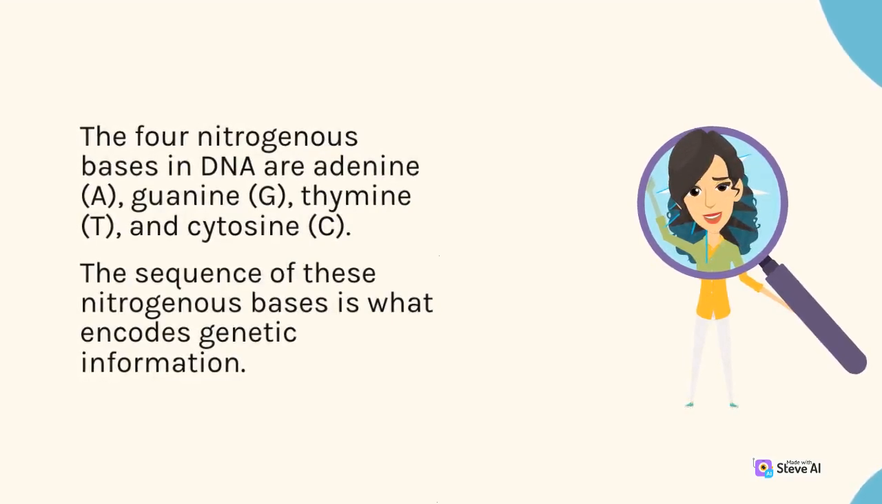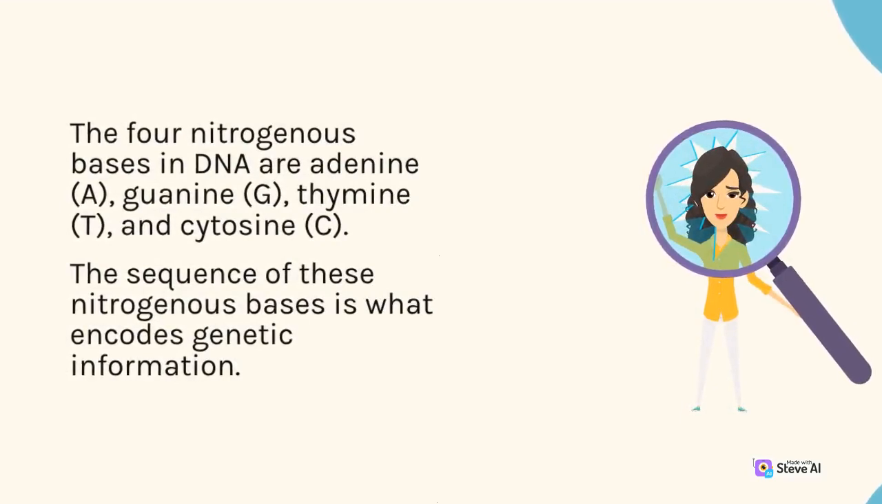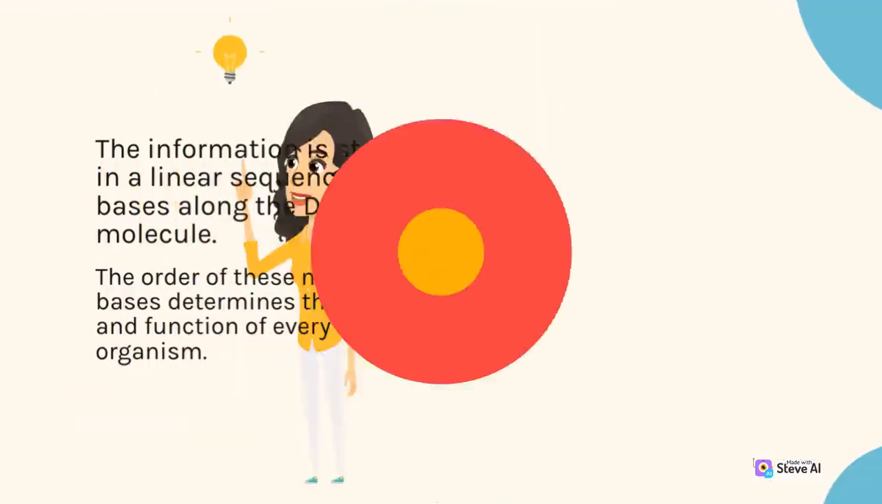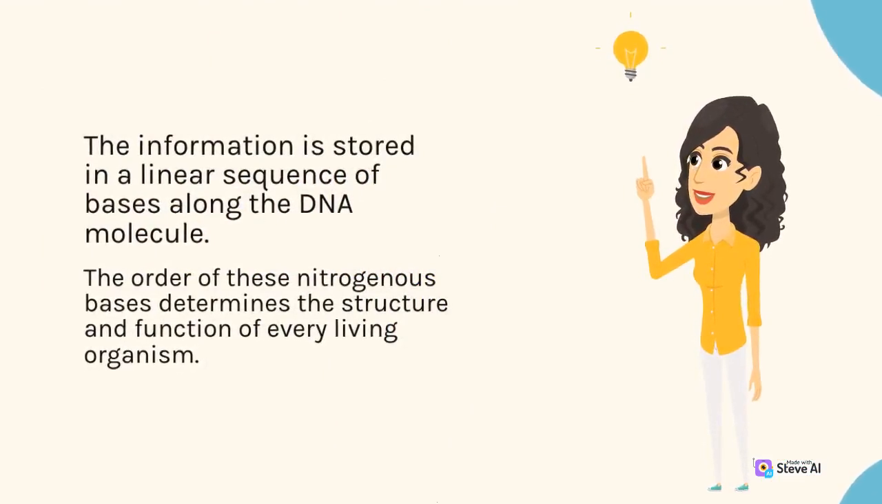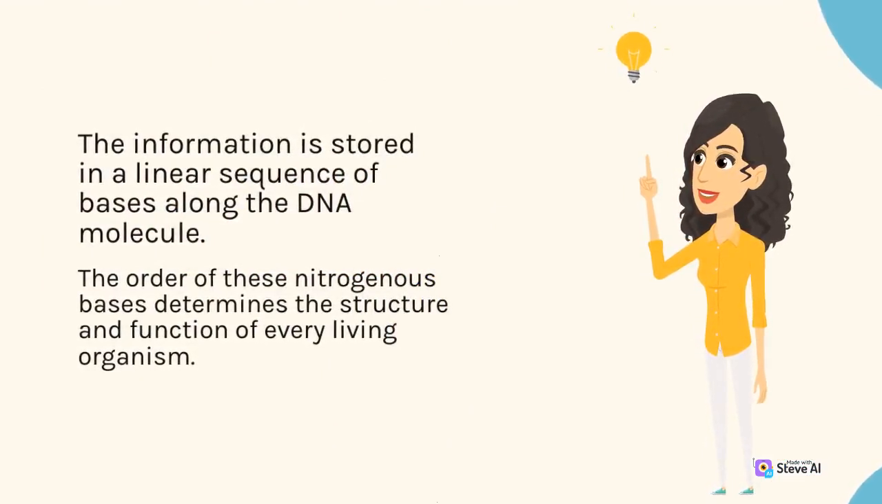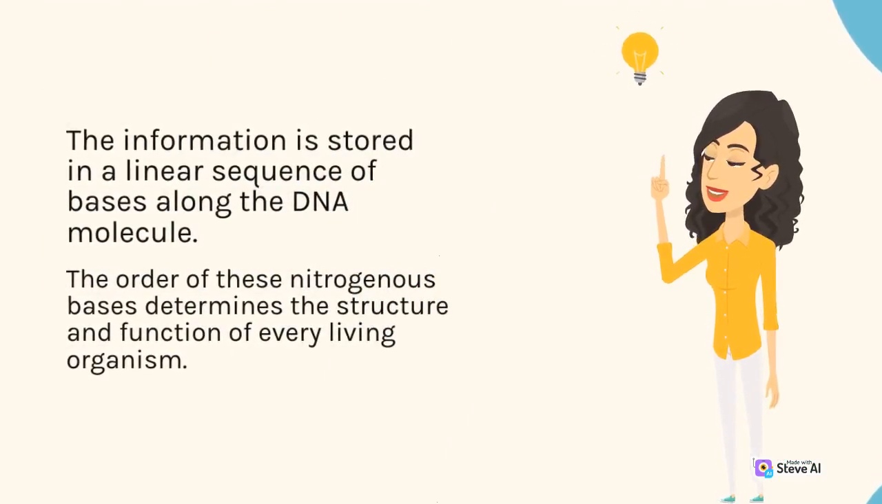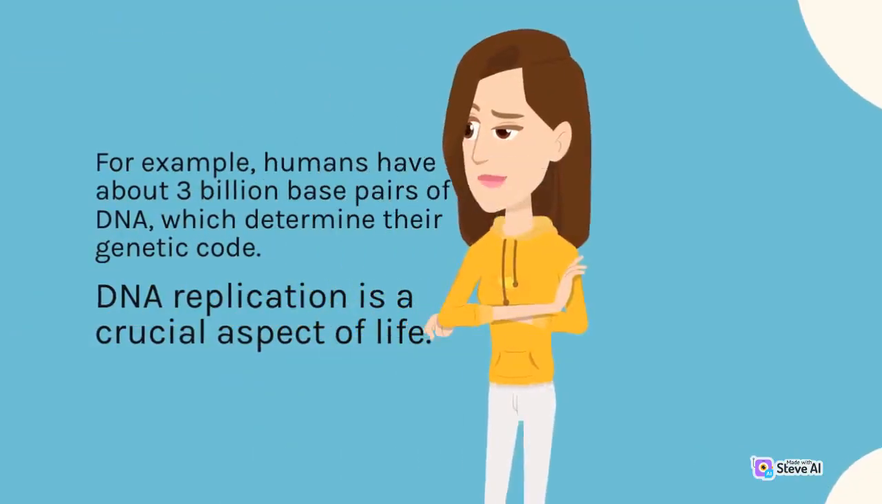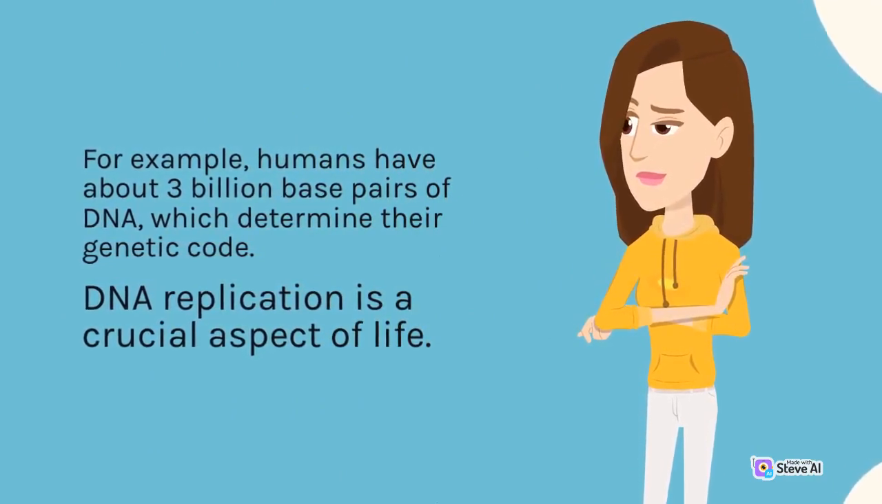The sequence of these nitrogenous bases is what encodes genetic information. The information is stored in a linear sequence of bases along the DNA molecule. The order of these nitrogenous bases determines the structure and function of every living organism. For example, humans have about 3 billion base pairs of DNA, which determine their genetic code.